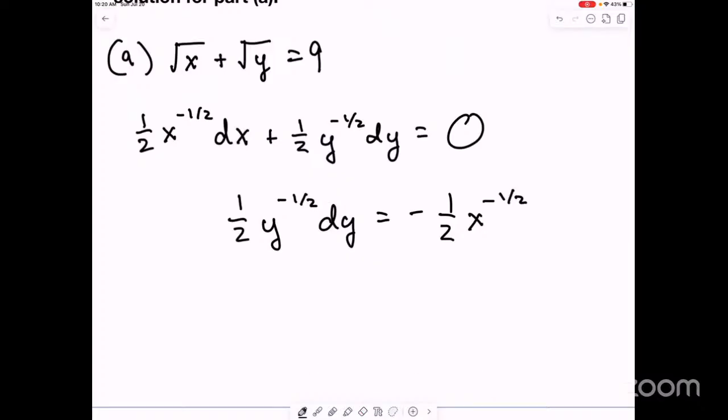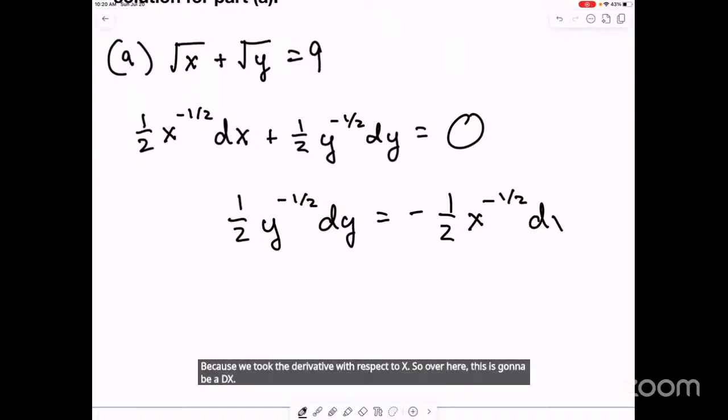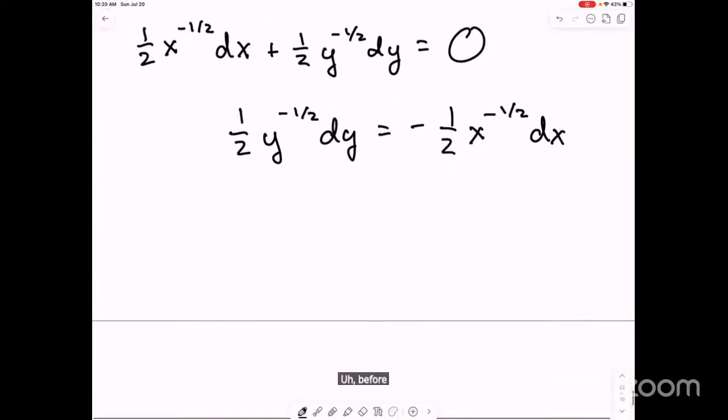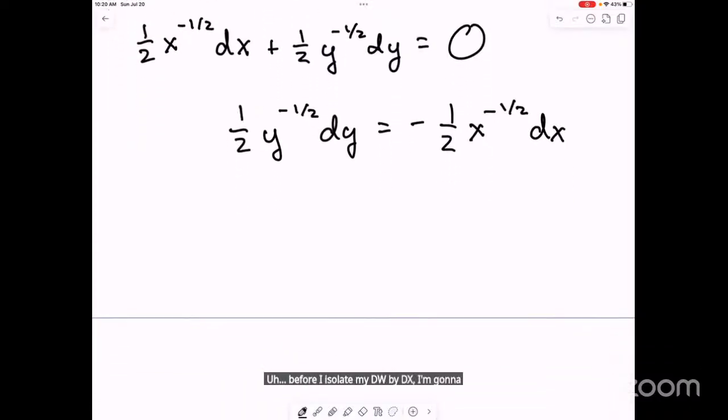Right? Because we took the derivative with respect to x, so over here this is going to be a dx. Before I isolate my dy by dx, I'm going to rewrite these as fractions.